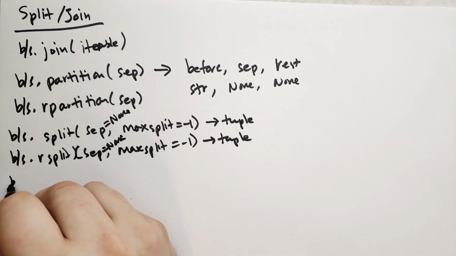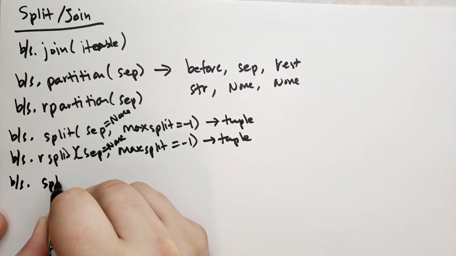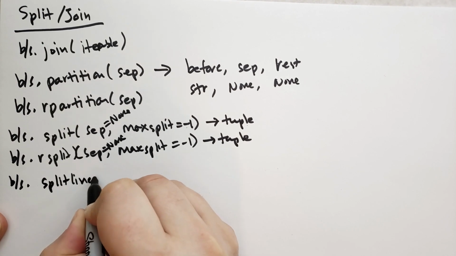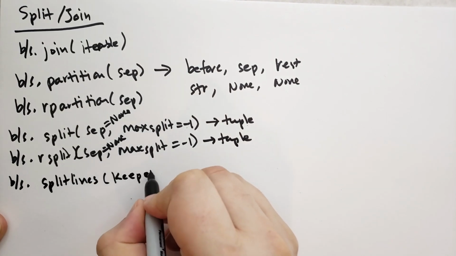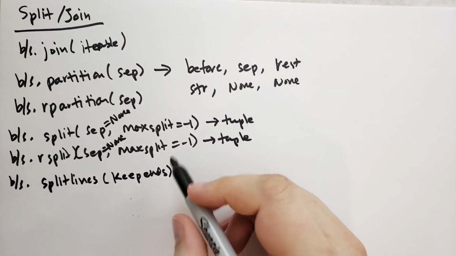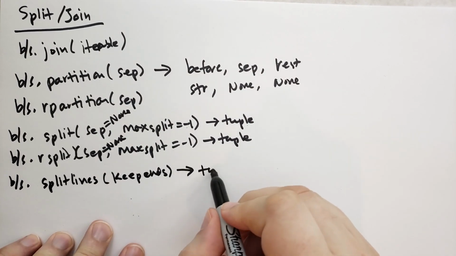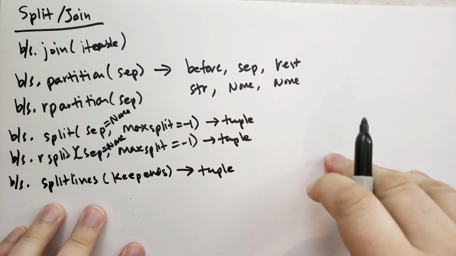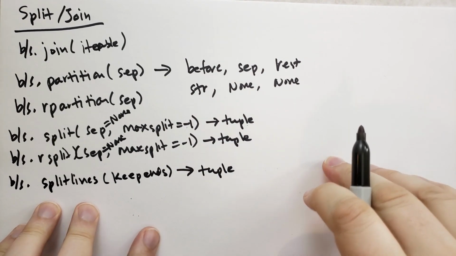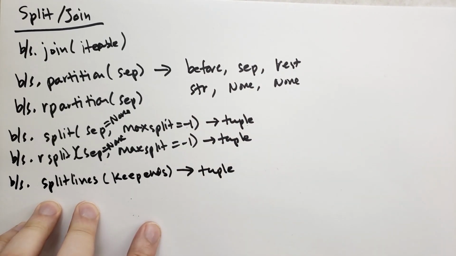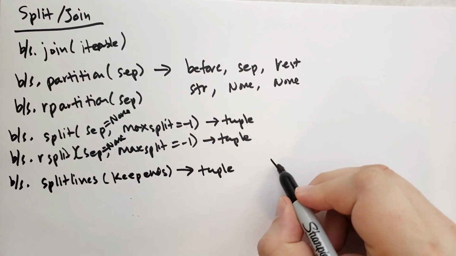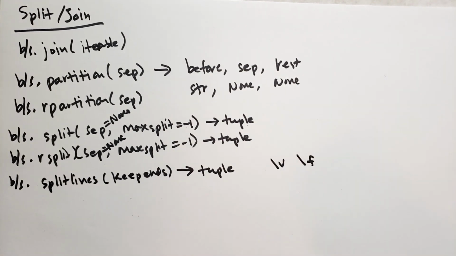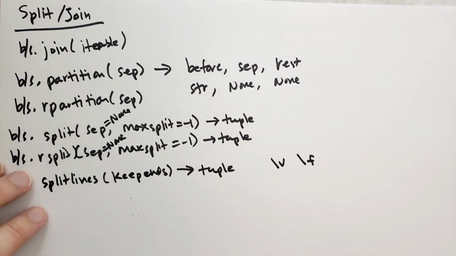And finally, there is splitlines. You can specify whether to keep the ends or not. By default, it won't. What this does is it returns a tuple of the string or the bytes split into lines, using newlines or other kinds of line separators. Of note, \v and \f are also used as line separators. And there's several Unicode line separators as well that it uses.